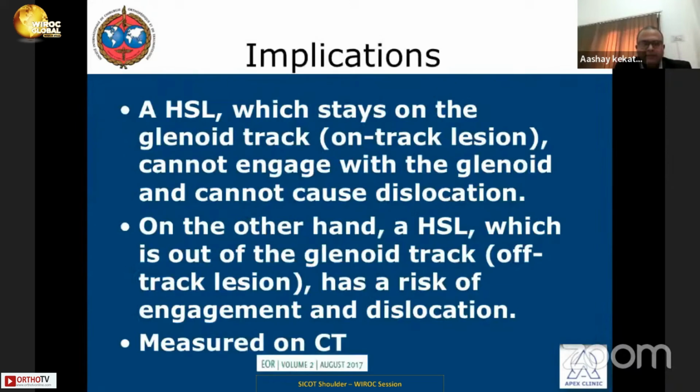What are the implications? If the Hill-Sachs lesion stays on the glenoid track, the on-track lesion cannot engage the glenoid and cannot cause dislocation. On the other hand, a Hill-Sachs lesion which is out of the glenoid track, which is an off-track lesion, has a risk of engagement and can result in dislocation. The area of the Hill-Sachs lesion can be measured on a CT.